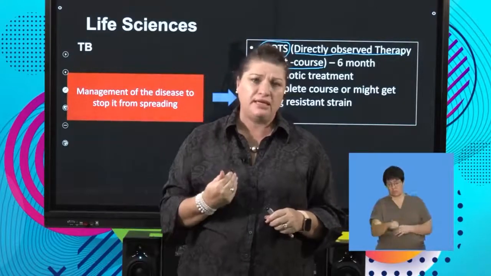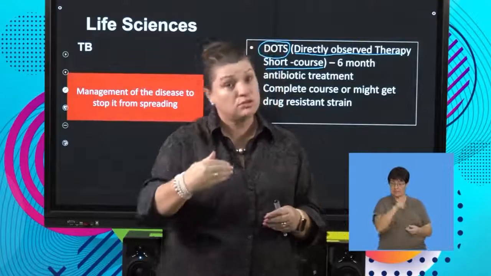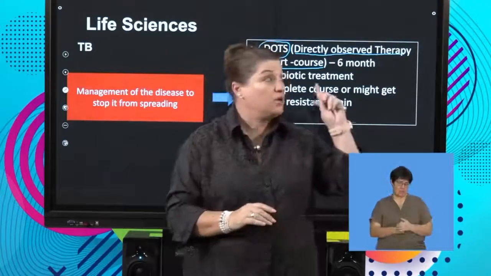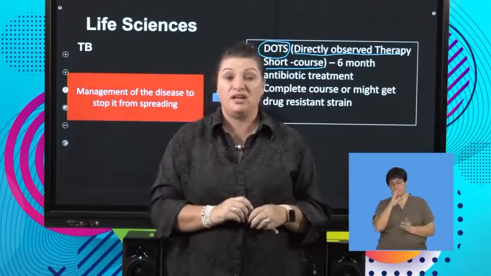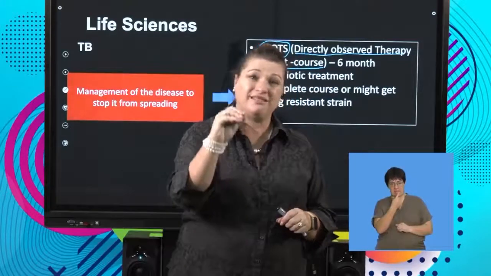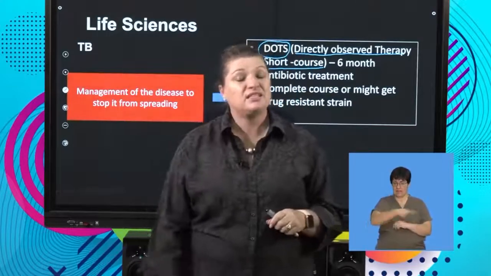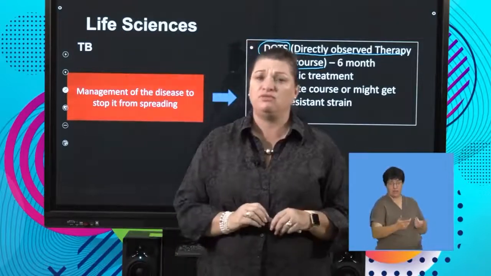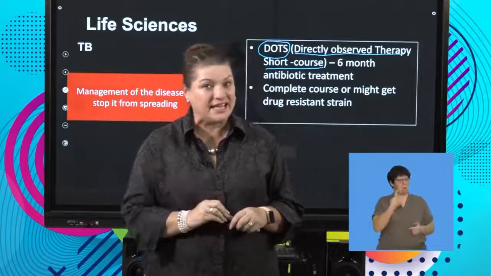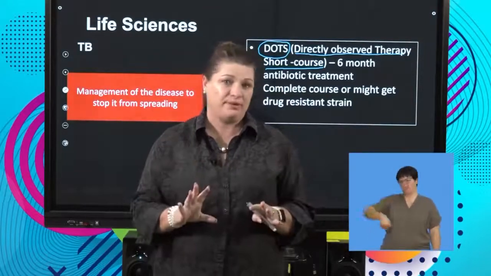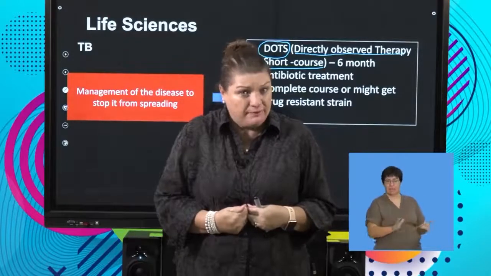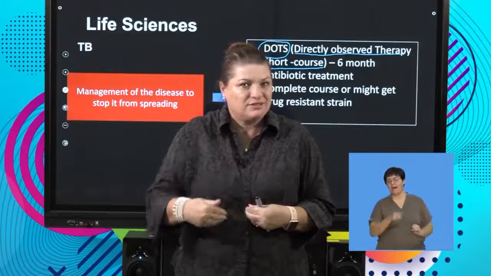If you have TB, they're going to start you on a long-term course of antibiotics, usually 6 months. And what DOTS is, direct observation, is very simply, they are going to give you your medicine every single day. And it's 6 months worth. And that is the problem, because very often people feel better a little bit after taking the antibiotics, and then they stop. And then that bacteria that is still in your body doesn't die, and it starts developing again.